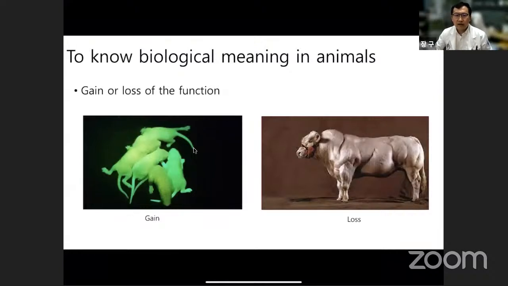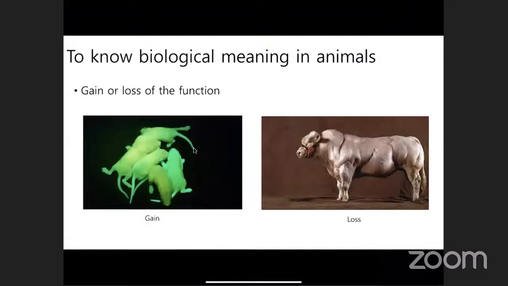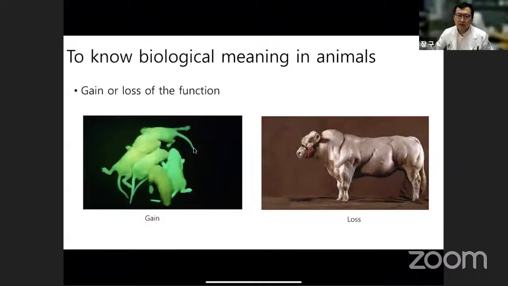Firstly, in the science area, maybe everybody knows that we mostly talk about the phenotype, meaning that something changed. We call it a trait. For example, to understand a trait, we have to make some gain of function or loss of function. Gain of function, loss of function. Gain means we give some functional gene to any species.